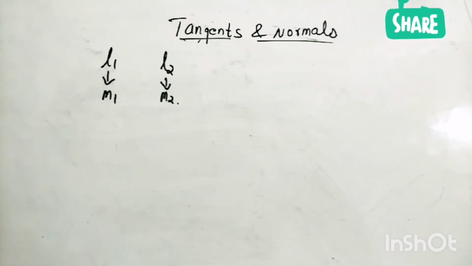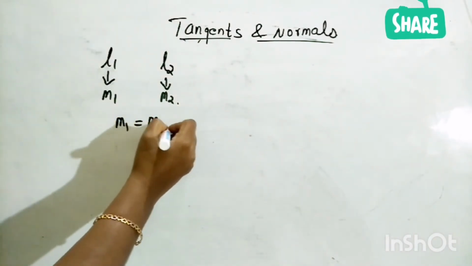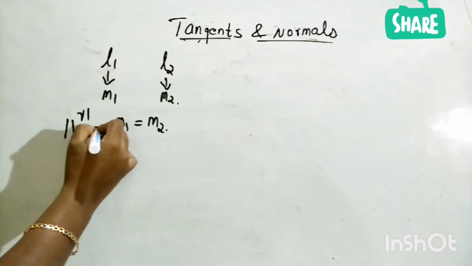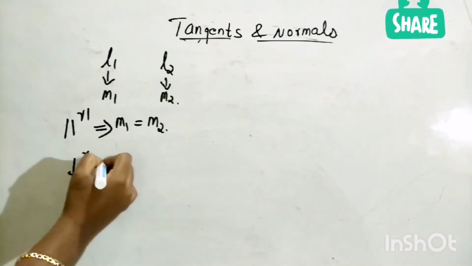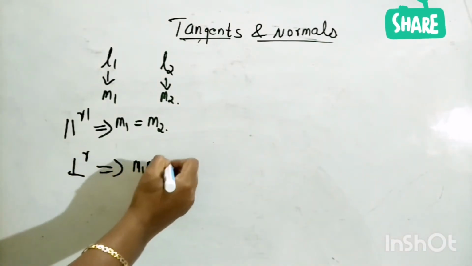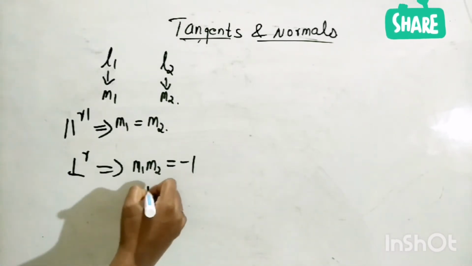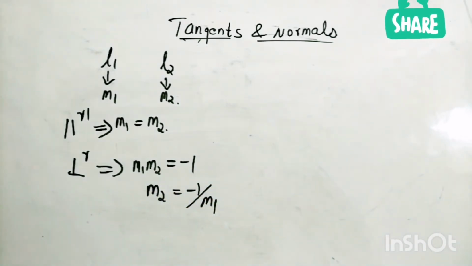If two lines are parallel, then the slopes m1 and m2 are equal. Parallel implies m1 is equal to m2, and perpendicular implies m1 into m2 is equal to minus 1. Or we can say that m2 is equal to the negative reciprocal of m1.